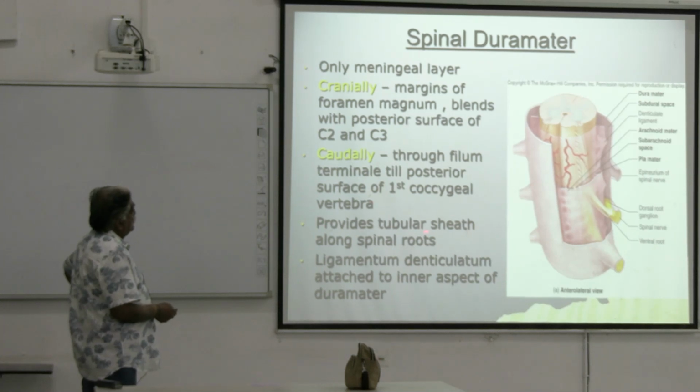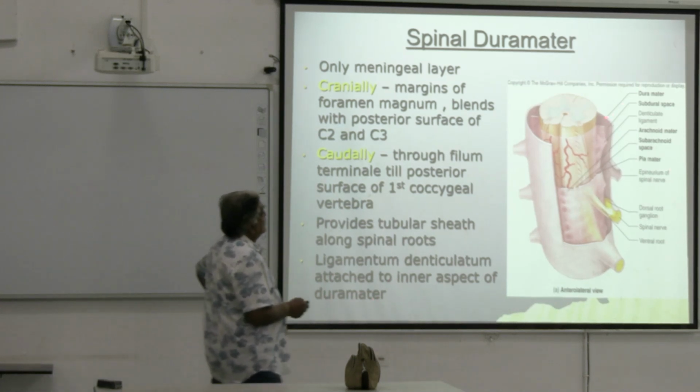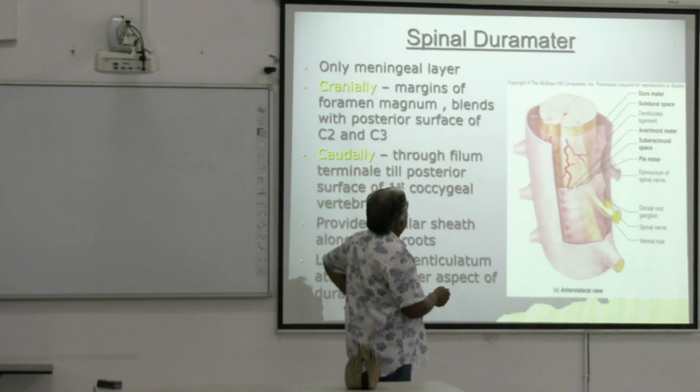Okay, it provides a tubular sheath along the spinal roots. The ligamentum denticulatum is attached to the inner aspect of the dura mater. Now, this is the dura mater, this is the subdural space, and these are the denticulate ligaments. This is the arachnoid mater, the subarachnoid space, the pia mater, and the epineurium of the spinal nerve.